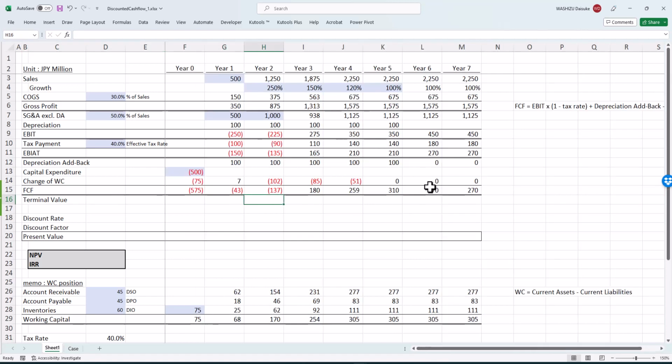That's the standard of the DCF analysis. Terminal value. What is the terminal value? We have 2 options. One, it's a perpetual method.